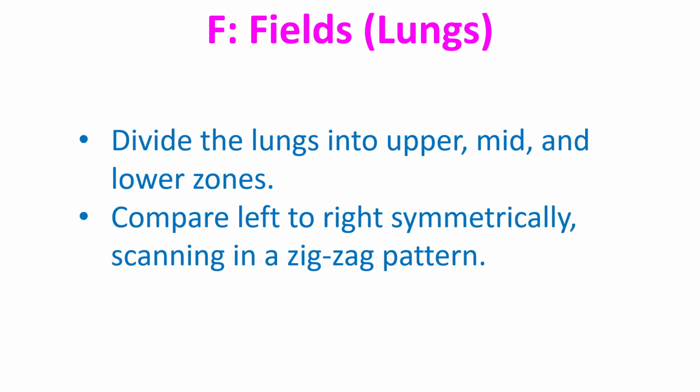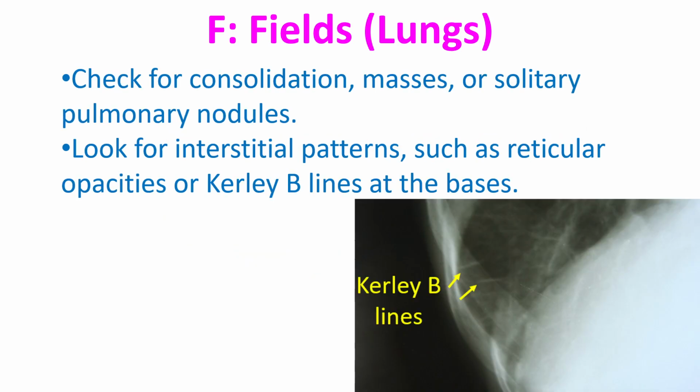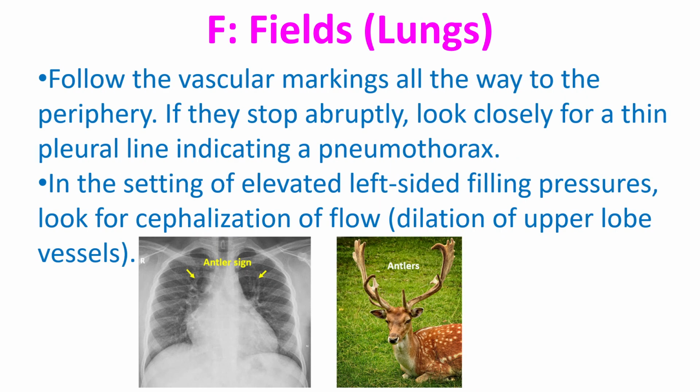F. Fields. Lung fields. Divide the lungs into upper, mid, and lower zones. Compare left to right symmetrically, scanning in a zigzag pattern. Check for consolidation, masses, or solitary pulmonary nodules. Look for interstitial patterns such as reticular opacities or Kerley B lines at the bases. Follow the vascular markings all the way to the periphery. If they stop abruptly, look closely for a thin pleural line indicating a pneumothorax.